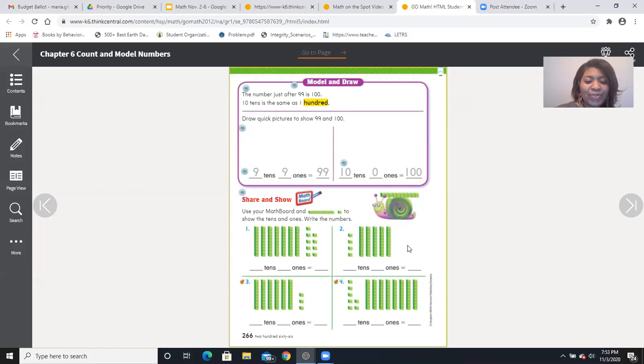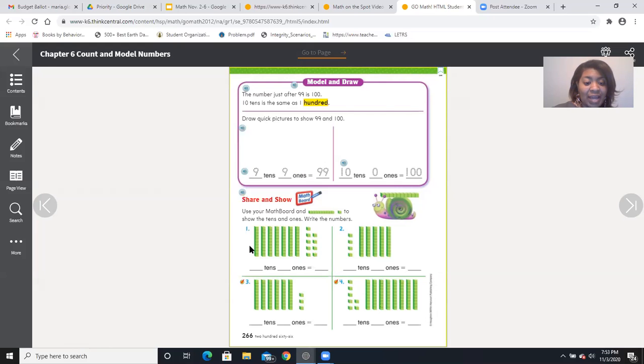All right, so for numbers 1, 2, 3, 4 on page 266, we need to determine how many tens and how many ones. So let's count. Let's do number 1 and number 2 together. These are tens. 1, 2, 3, 4, 5, 6, 7. There are 7 tens. I'm going to write the number 7 right here. And let's see how many ones we have. 1, 2, 3, 4, 5, 6, 7, 8, 9. There are 9 ones. So what number is that?